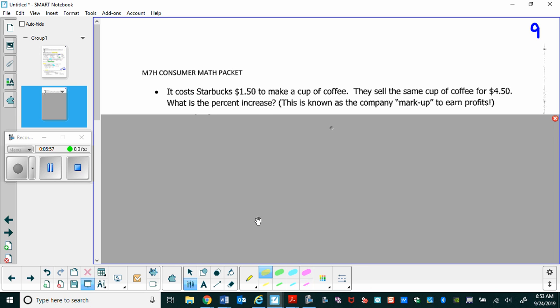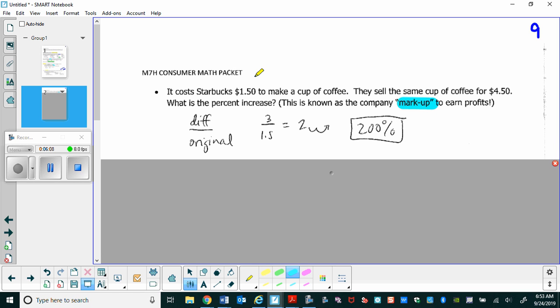And in case you didn't know, this situation is called a markup, and this is what companies do. They mark up their prices to earn profits, okay? So if it only costs them $1.50 to make the cup of coffee and they sell it for $4.50, they sell it for $3 more. That's a $3 upcharge. Now out of the original $1.50 that it cost them, 3 over 1.50, that's 2. And when we move the decimal over, that is 200% right there, okay?